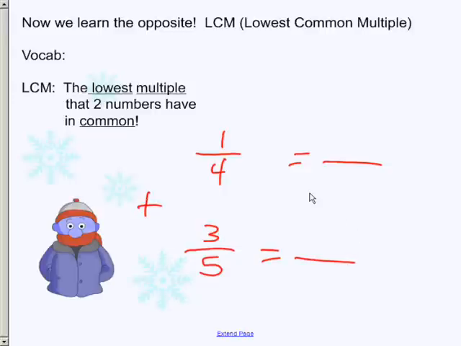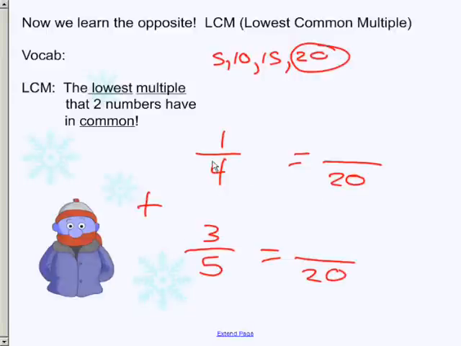So what's the smallest number that's a multiple of 4 and 5? Well, let's see. 5, nope. 10, no. 15, nope, 4 doesn't go into that. 20, yes. 20 is the first number that 4 and 5 can multiply into. So we're going to choose 20.